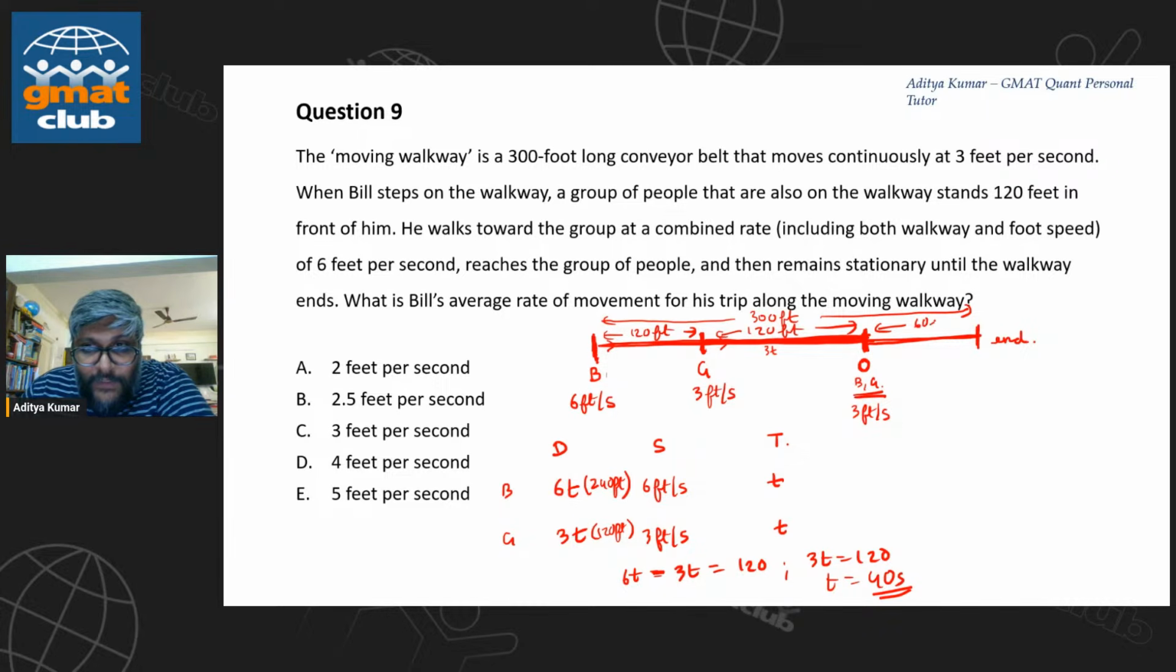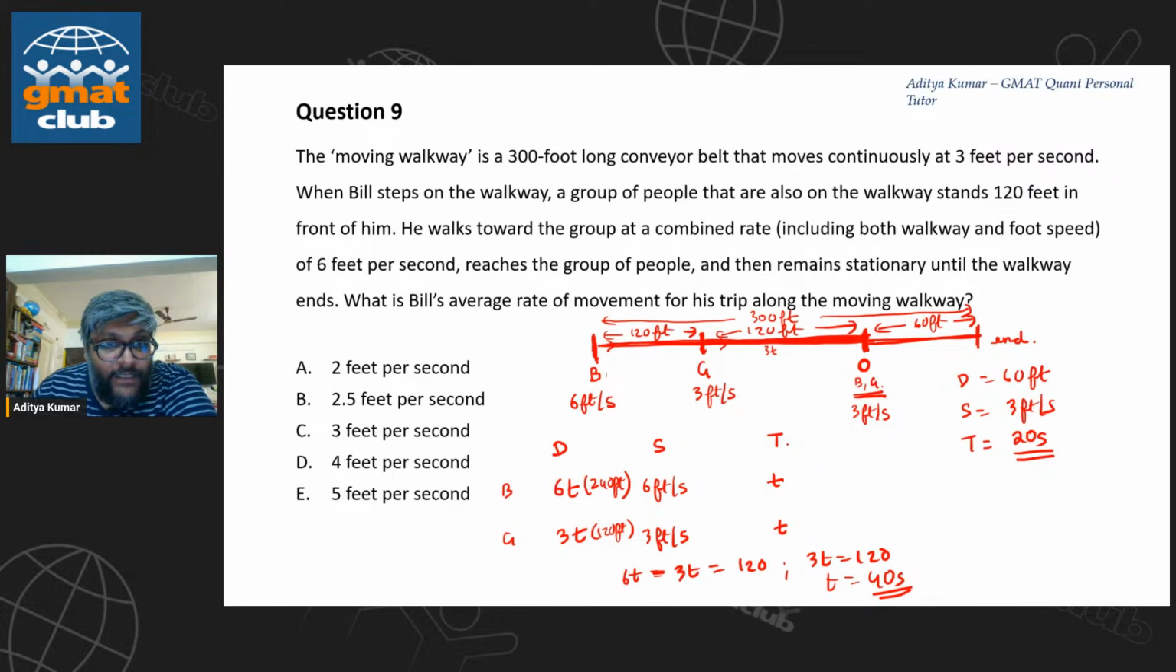240. So this has to be 60 feet since the entire distance is 300. So the distance now is 60 feet. The speed that they both are moving at is 3 feet per second. So the time that they will take to cover that 60 feet is 20 seconds. I've got that as well.